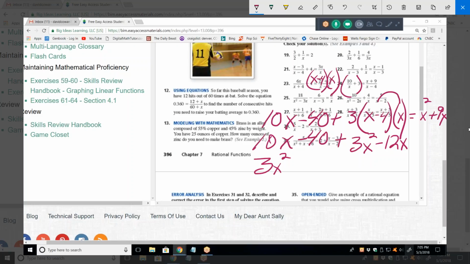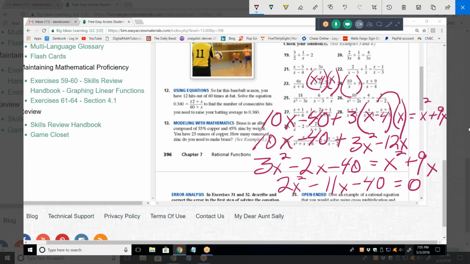Minus 2x and then minus 40. Okay, so now we got this. Now we know which side we're going to put everything on. What's the next line? 2x squared minus 11x minus 40 equals 0. Very necessary part of that.